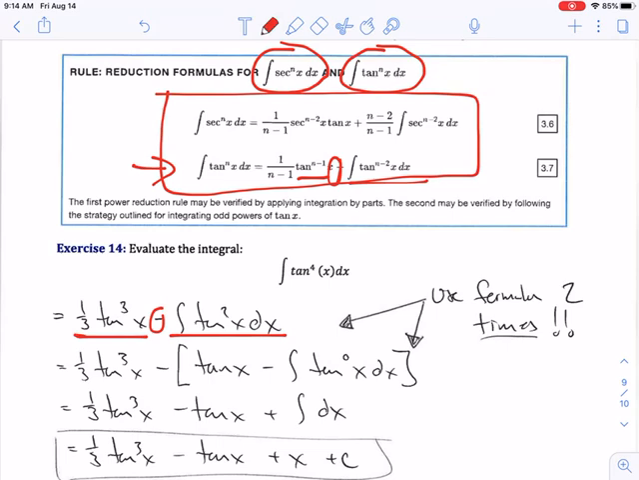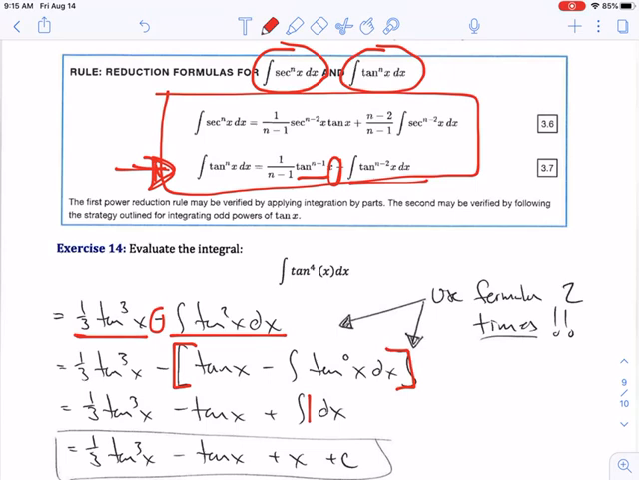Well, we've got to use it again. We've got a tangent squared. Let's go back and use this formula again. So, being very careful, putting it in brackets. So we want 1 over n minus 1. So that would be 1 over 2 minus 1, which is 1. So we just get tangent of x minus the integral of the tangent to the n minus 2. Well, n minus 2 is 2 minus 2, which is 0. So you get tangent to the 0 power, which is 1. So we just have 1 dx.